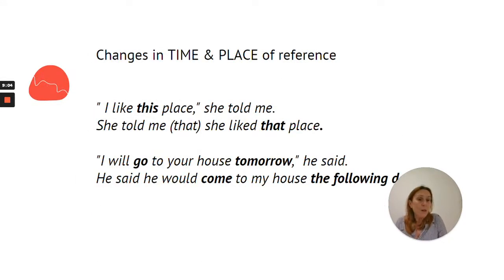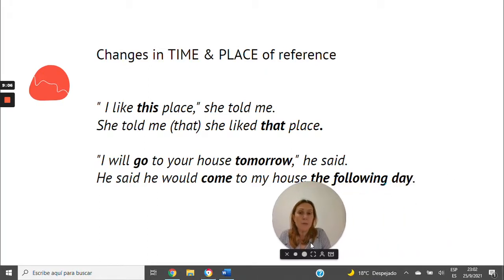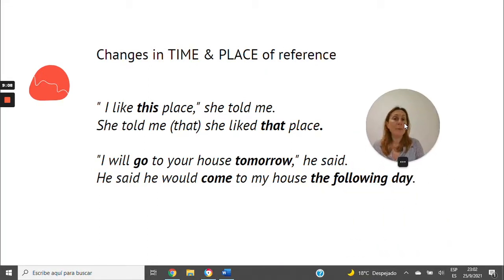Let's take a look at these examples. I like this place, she told me. She told me that she liked that place. I will go to your house tomorrow, he said. He said he would come to my house the following day or on the following day.